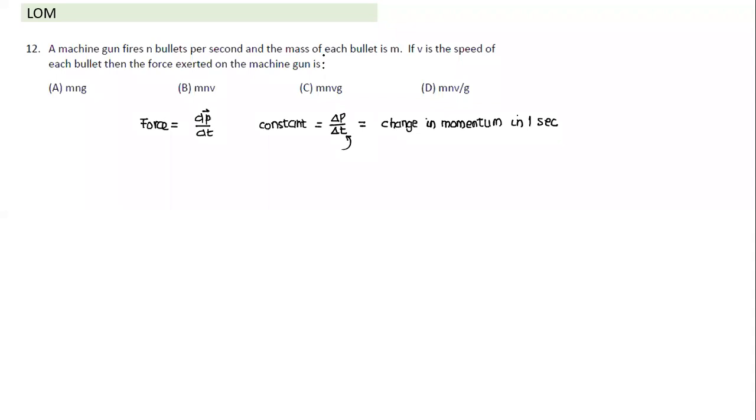What is the change in momentum happening in 1 second here? m into n into v, because there are n bullets fired per second. So n bullets which were at rest acquire a velocity v in 1 second. The momentum acquired by n bullets is equal to force, and each bullet acquires a momentum equal to mv. That becomes my force. So what do we notice here? Force is the rate of change of momentum. When force is constant, I can take momentum by time, and we can also interpret it as change in momentum per second. That also is sometimes useful.